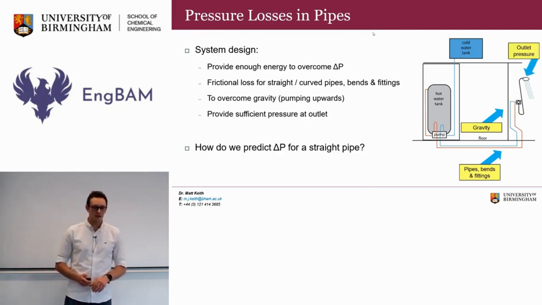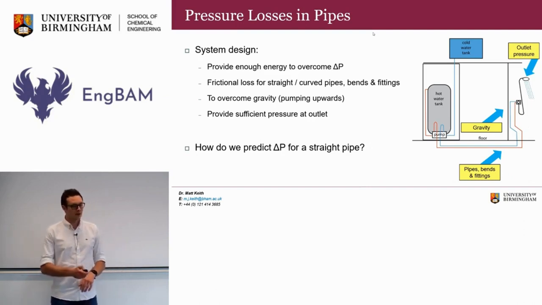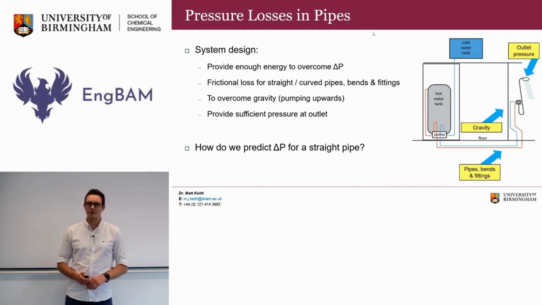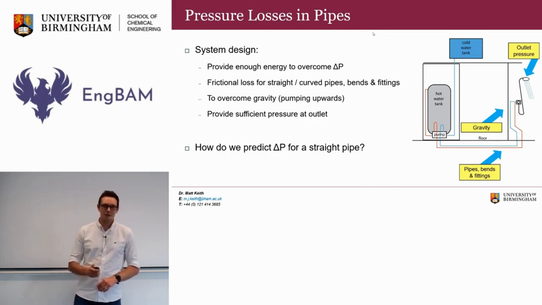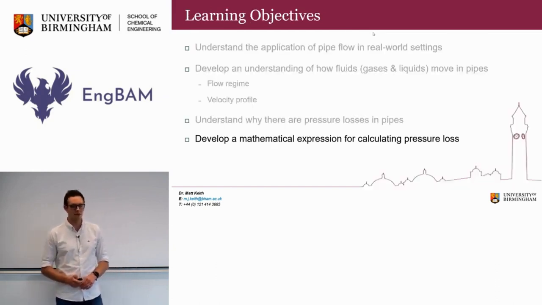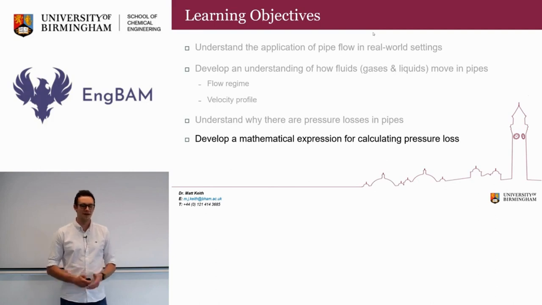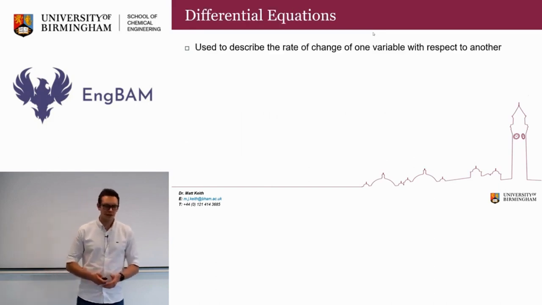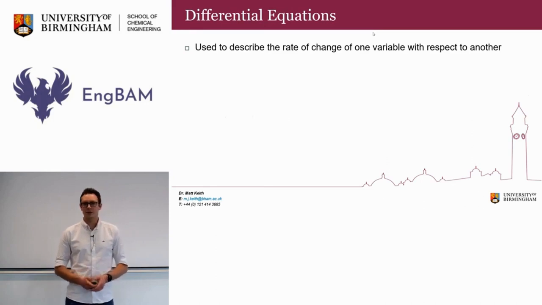Before we start looking at things like curved pipes and fittings and pumping against gravity, let's just look at predicting our pressure loss, our delta P, for a straight pipe. And that brings us on to our final learning objective for today, which is developing a mathematical expression for calculating pressure losses. So, before we start looking at that, let's have a look at differential equations.